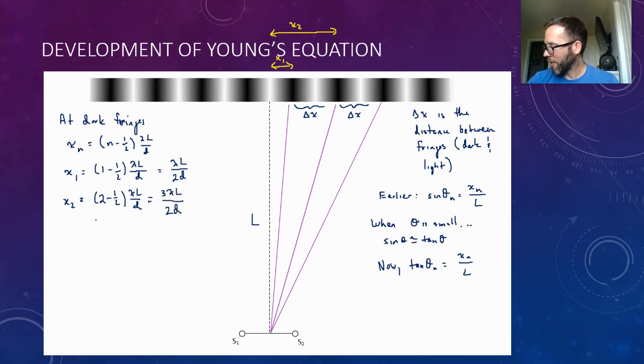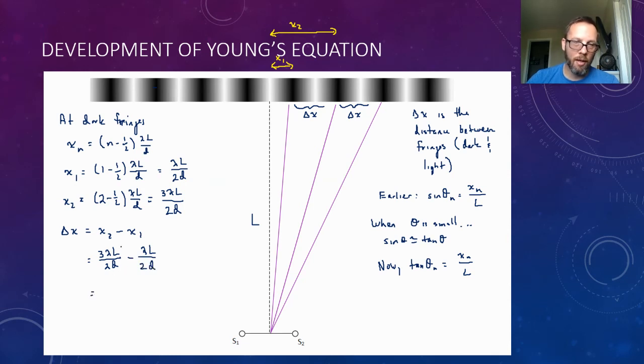And if you look at the difference between those two, x2 minus x1, you get 3 lambda L over 2D minus 1 lambda L over 2D. Well, those are common denominators. I could subtract them, and those are like terms on top. I get 2 lambda L over 2D, and I actually get lambda times L over D. It's pretty interesting. So guys, think about how fascinating this is.